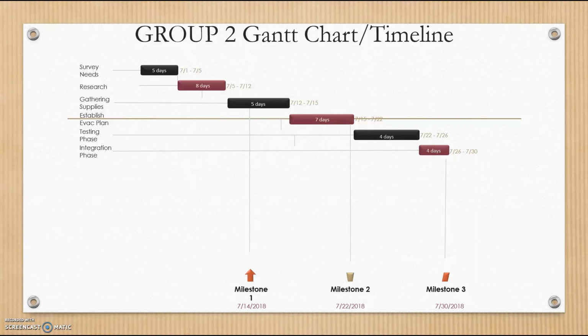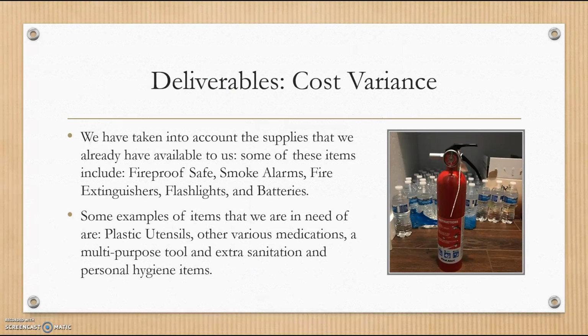So we have about a week and a half to 2 weeks to get all of this research done before we start to gather our supplies. So we have a milestone that we want to meet within about 2 weeks, and we are well on track to meet that milestone. So here are some of our cost variance.